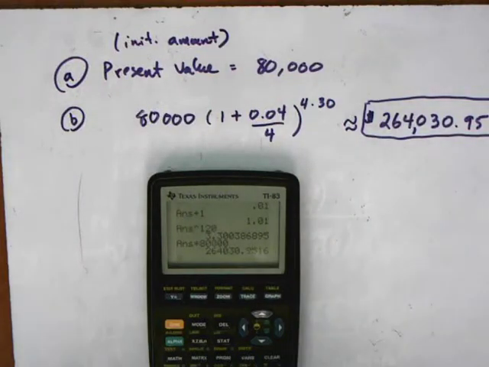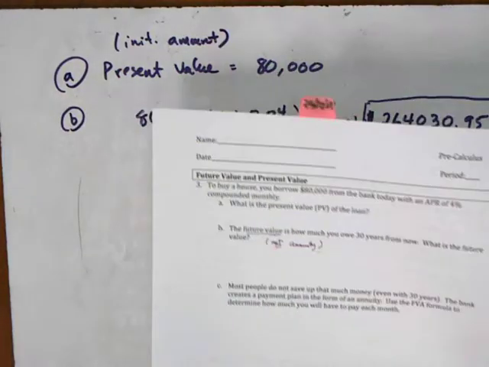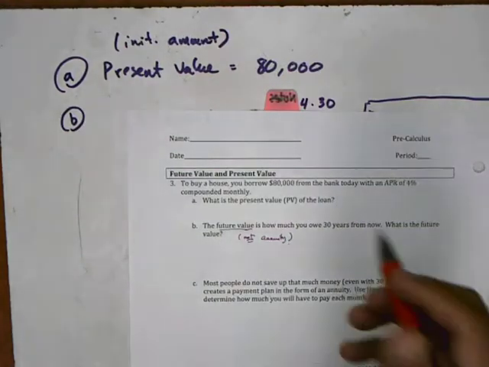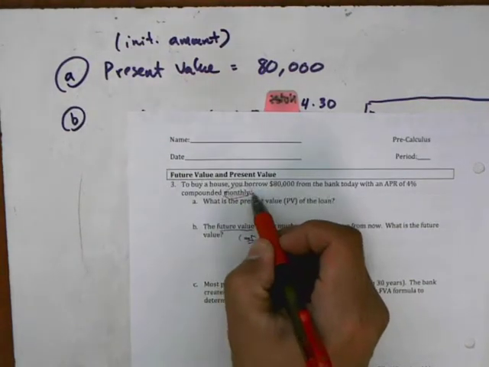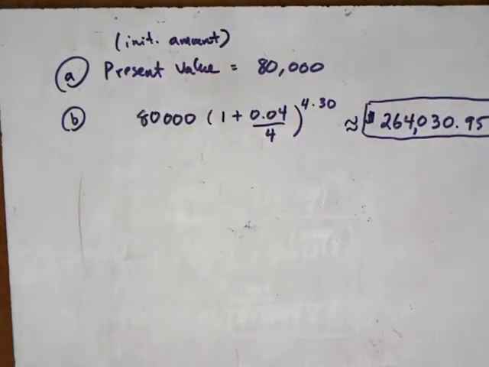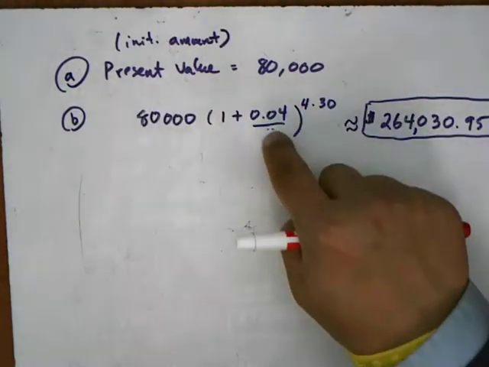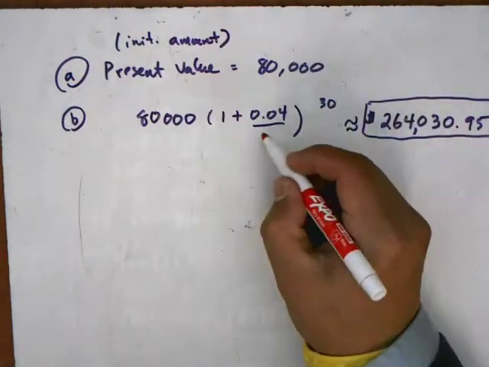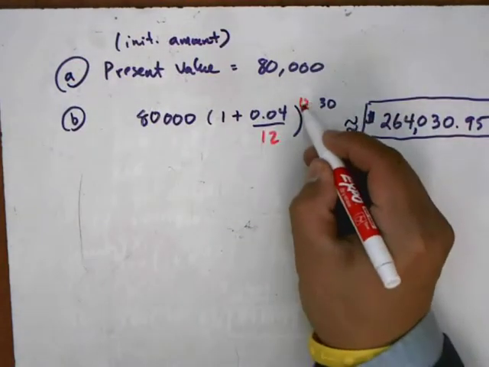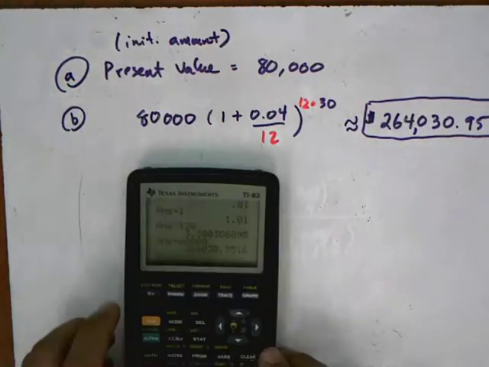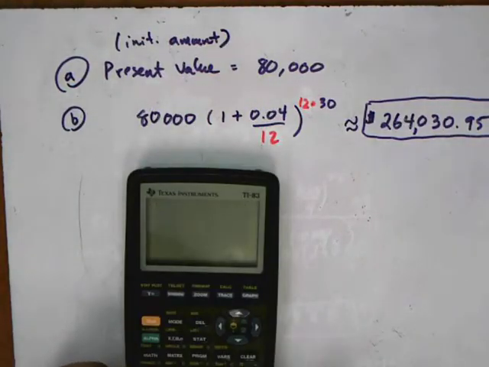wait a minute, I'm sorry about that, I made a mistake. Let's see where my mistake is. It says here compounded monthly, not quarterly. So I have to change a little bit in my equation. So monthly, so not 4 times, but 12 times. So that's going to change the results just a little bit. Let me do this again.